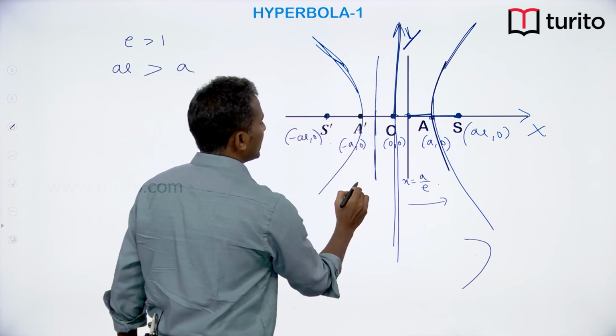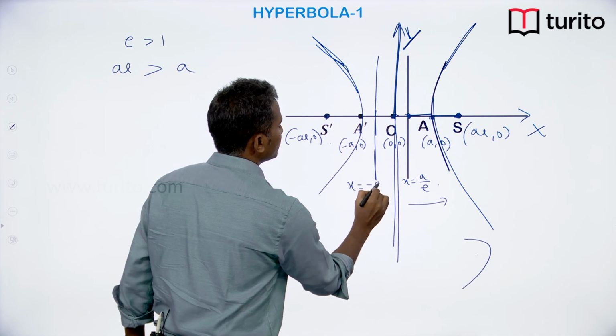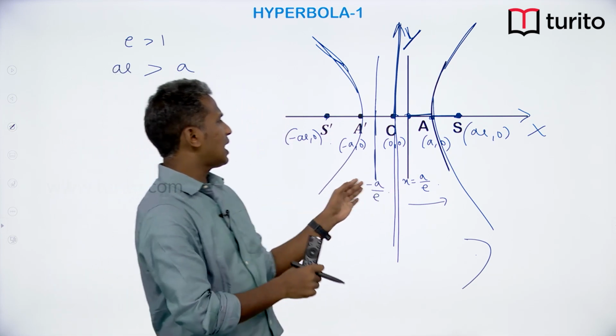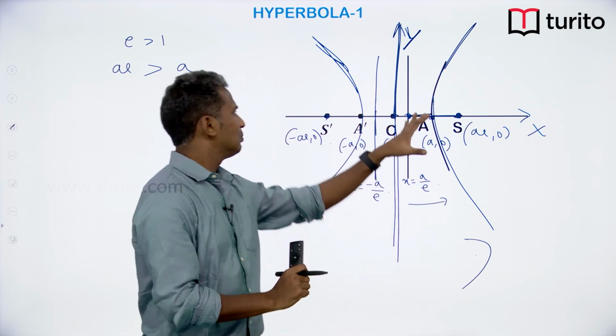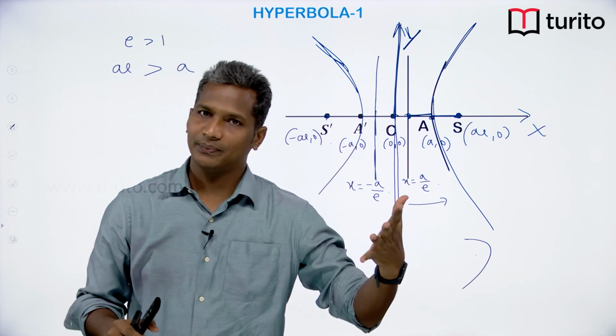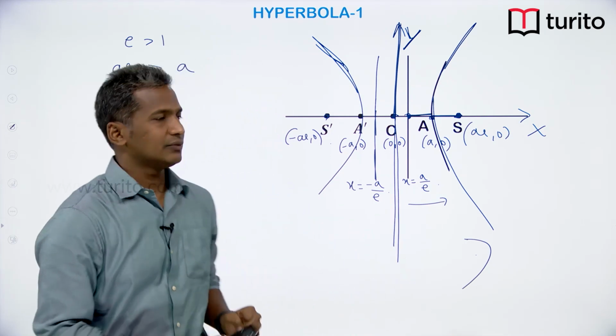Similarly, the other directrix will become x equal to minus A by E. So, now two directrices I have defined. More or less we have defined whatever is required to derive the standard form. Now, let us attack the standard form.